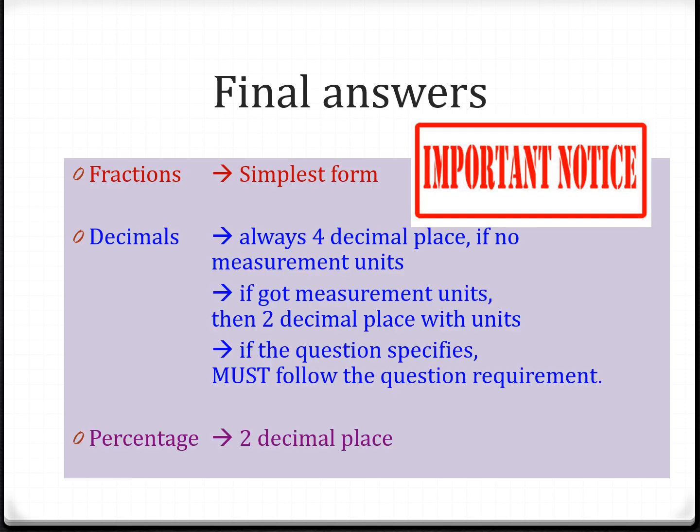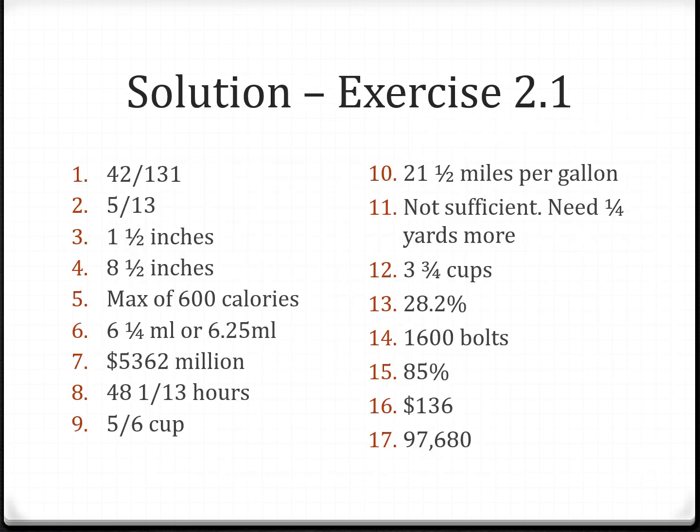Okay, so let's look at this important information. Fractions must always be in the simplest form. Decimals: 4 decimal places if no units. If there are units, 2 decimal places. Percentage always in 2 decimal places.